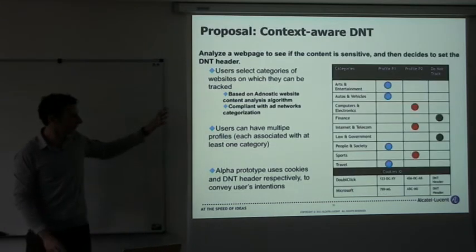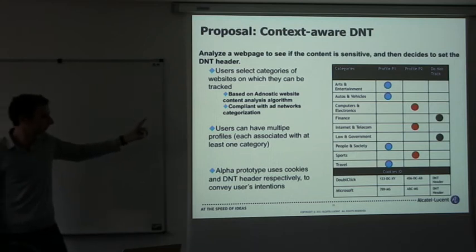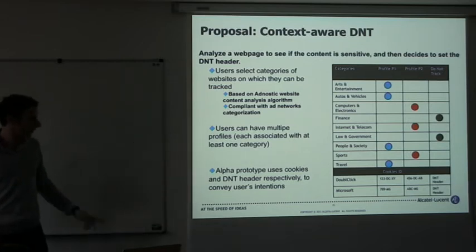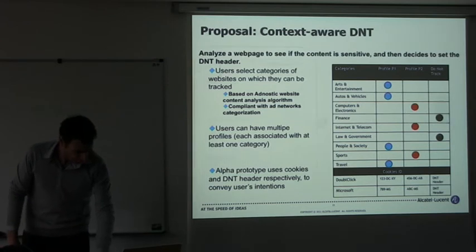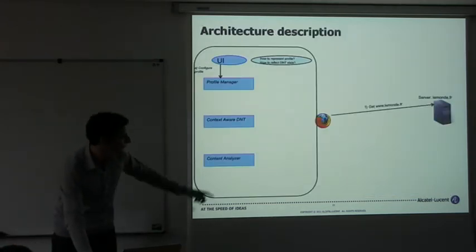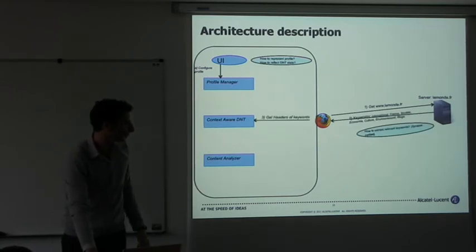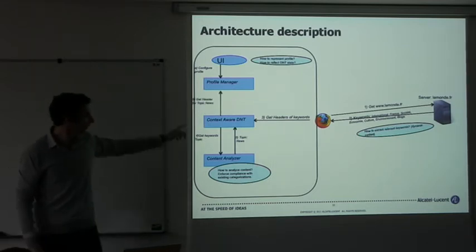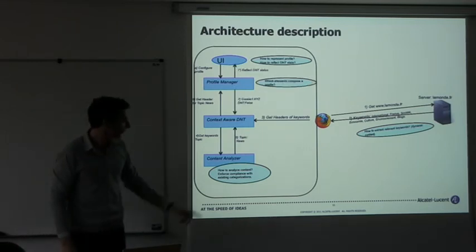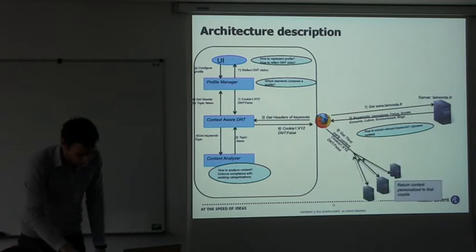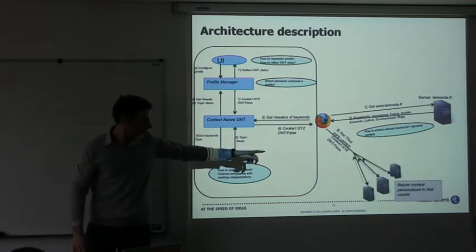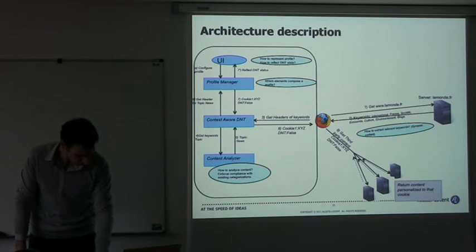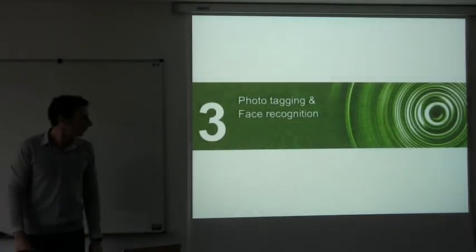And so the idea is to use the previous categorization algorithm we had to infer the topic of the web page, and then based on the user's preference, decide if we should set do not track here or not. So quickly, how it works. When I go on a website, I get the topic of the website and then check with a profile manager if I should set do not track for the specific web page. And if I don't, I just send the query to the third parties with do not track set to false, and then I get tracked and I get the personalized content.